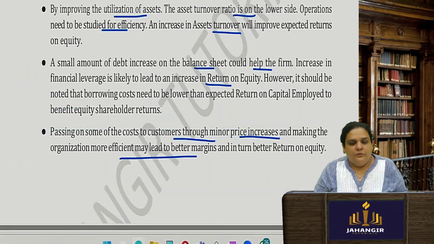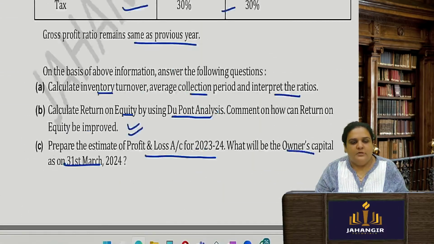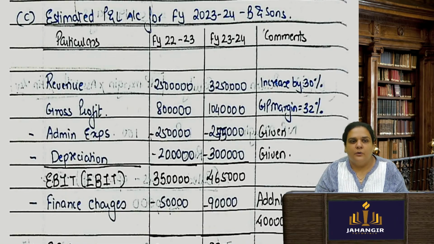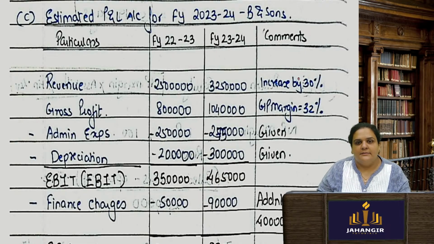Lastly, we have to do the estimated P&L based on this current one, and now we have to find the new one. You have given me the current, I have to find the new one. So, particulars: financial year 22-23, 23-24, and I have done the comments.